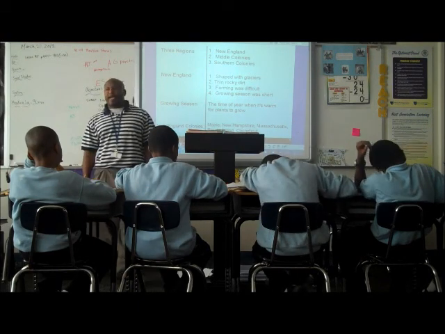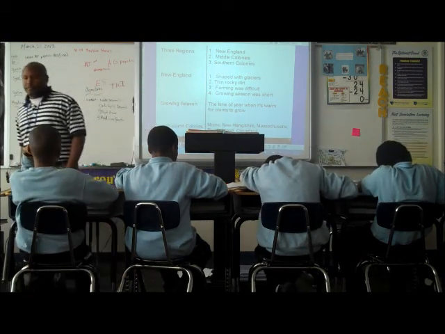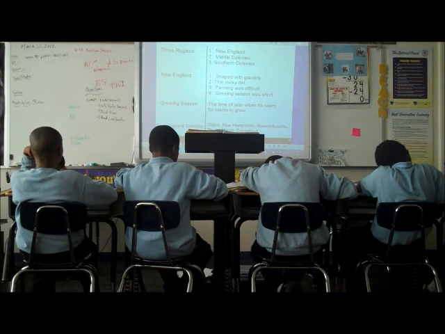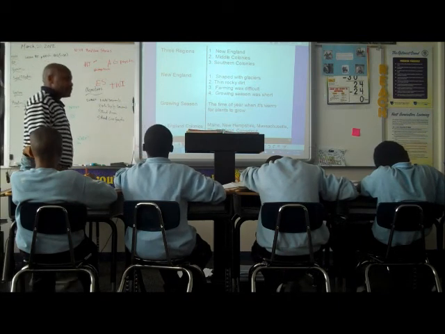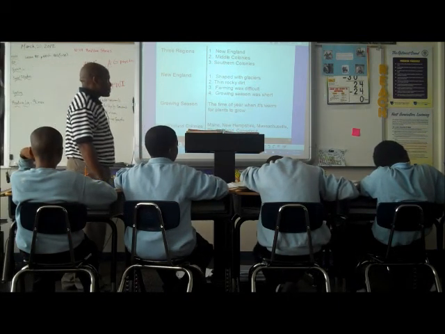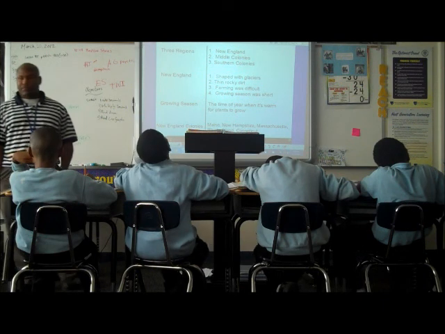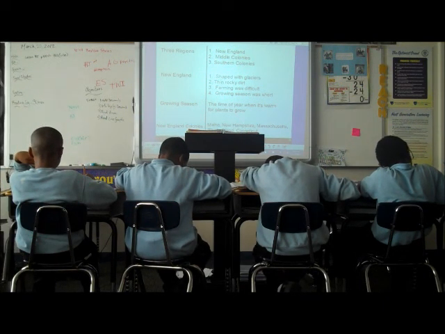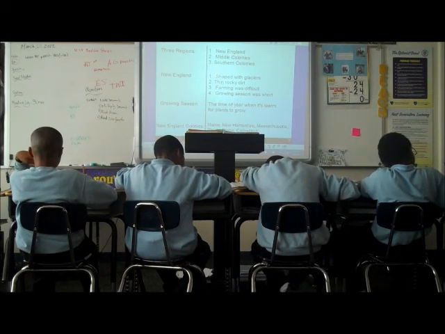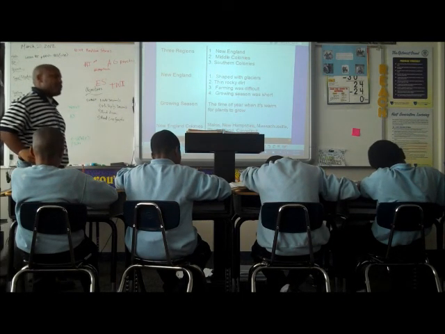What are the states that made up the New England colonies? They included Maine, New Hampshire, Massachusetts, Rhode Island, and Connecticut. Maine, New Hampshire, Massachusetts, Rhode Island, and Connecticut made up the New England colonies.